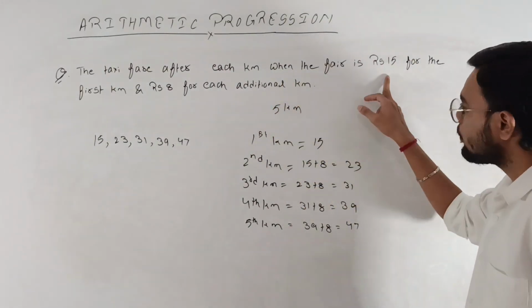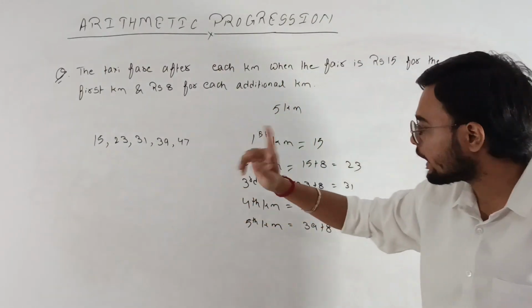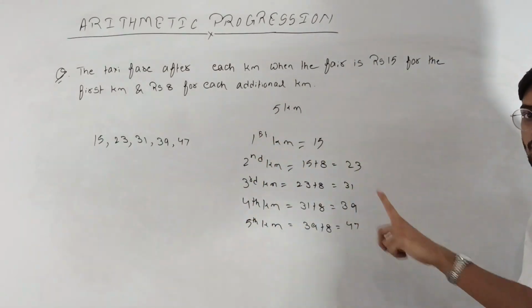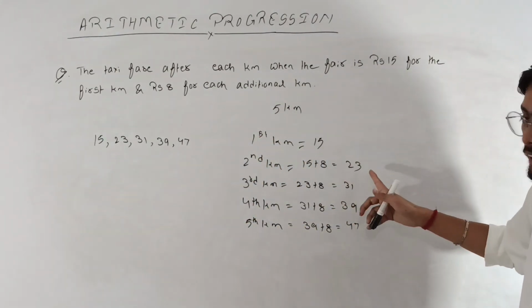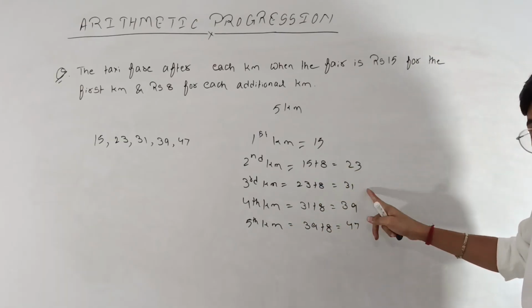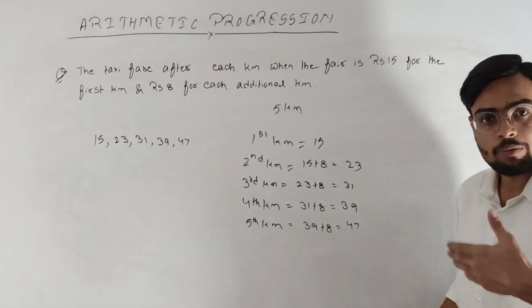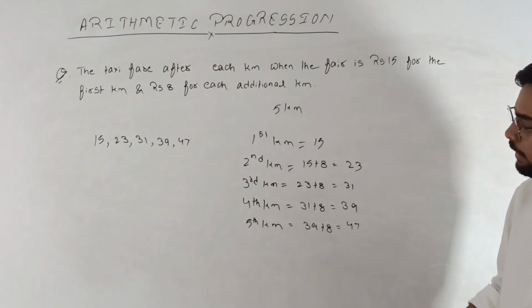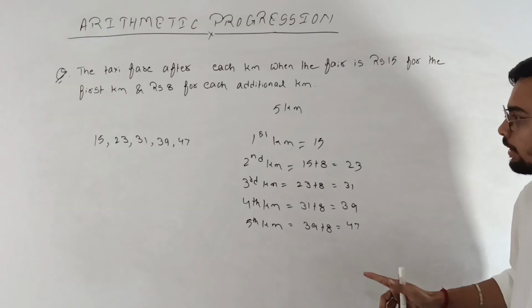For the first kilometer I have to pay rupees 15. So I write here rupees 15. Now for the second kilometer, rupees 8 additional for each kilometer. So for the second kilometer I have to pay rupees 8 on 15. So that is 23. Now for the third kilometer again rupees 8, that is 23 plus 8, which is 31. Now for the fourth kilometer again I have to pay rupees 8 additional, so 31 plus 8, that is 39. And for the fifth kilometer again 39 plus 8, which is 47.